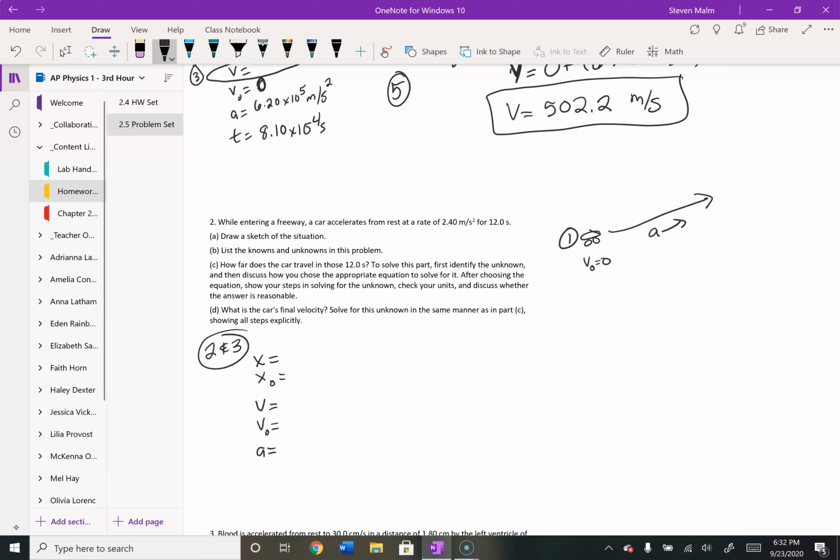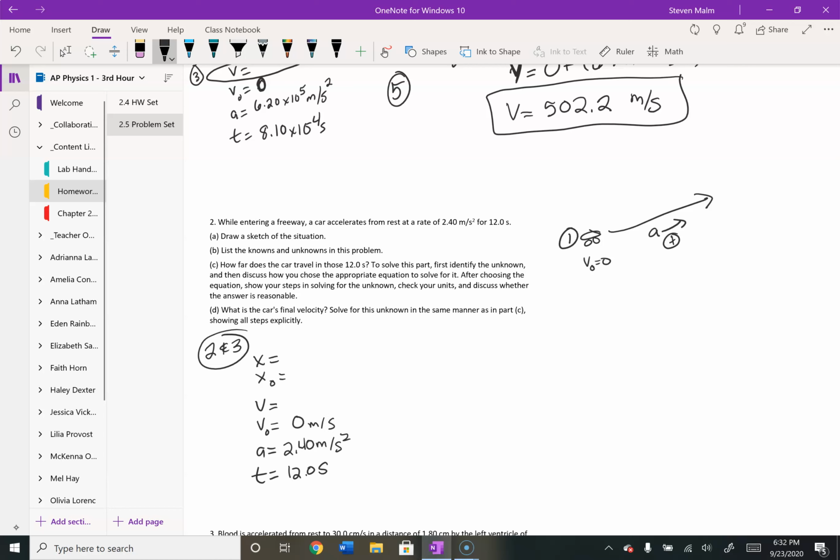Always start by writing out all the variables and then trying to go through and identifying them. It says his acceleration is 2.40 meters per second squared. Since it's in the same direction of the motion, acceleration is, of course, positive. And it says for time, 12 seconds. It also says that we start from rest, which gives us information about initial speed being 0 meters per second.